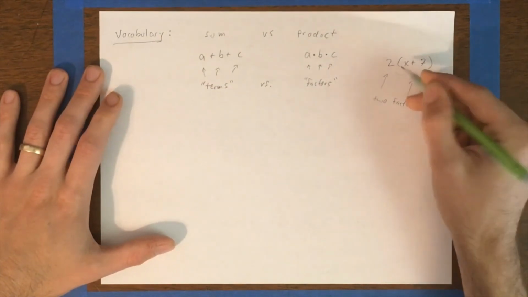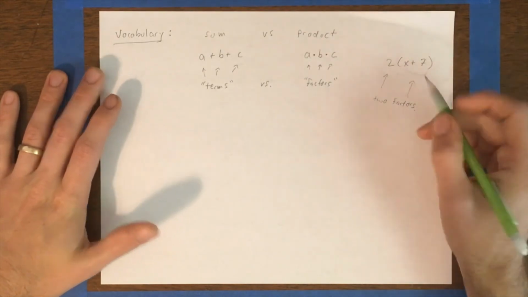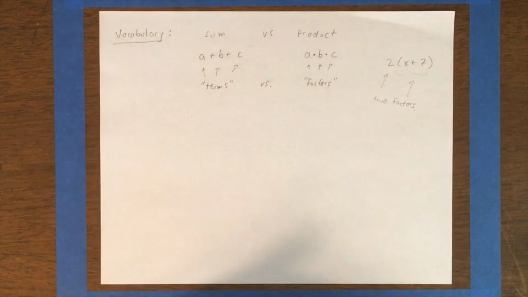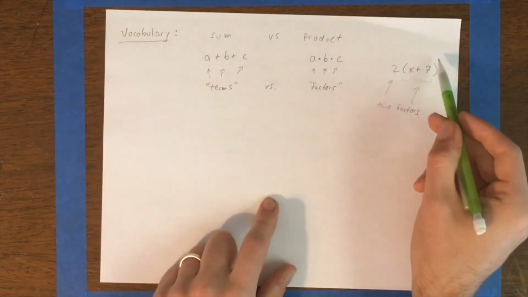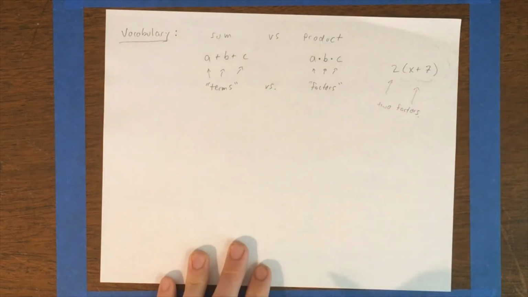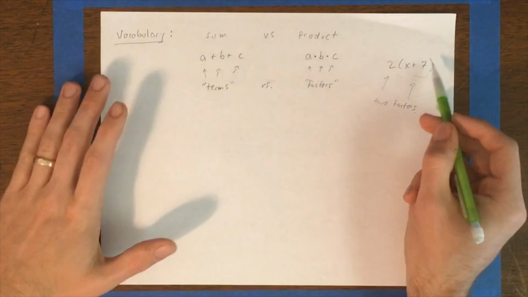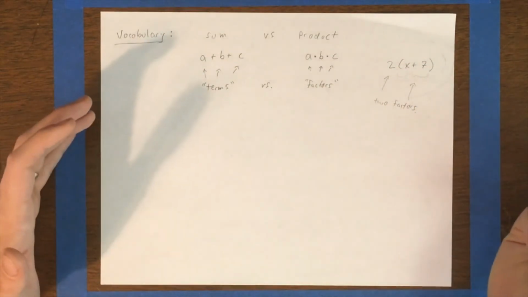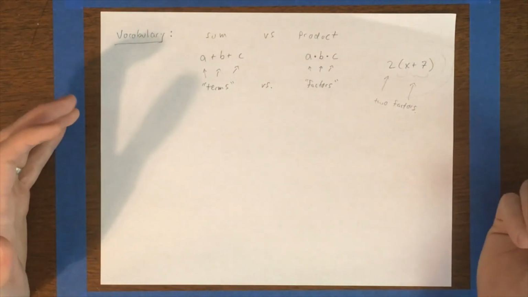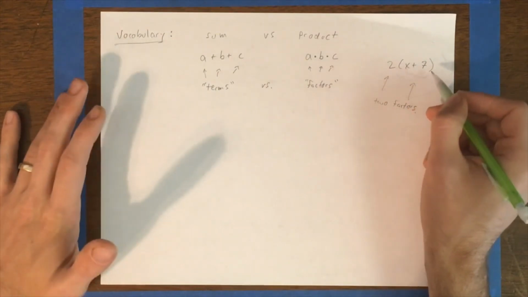Now, one of those factors, the x plus 7, happens to have 2 terms within it, okay? But the terms x and 7 are not terms of this whole algebraic expression. They're just terms of one of its factors. So overall, it is a product with two factors. You can't say that this expression has 7 as a term, because it doesn't.